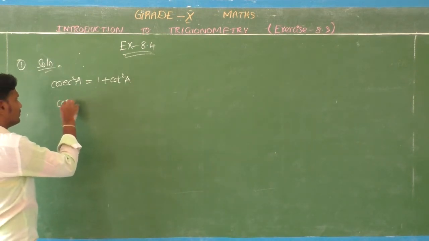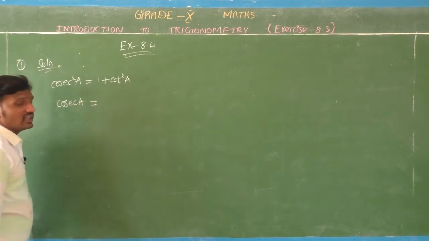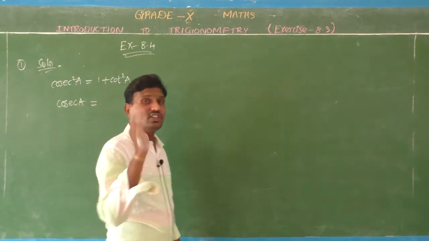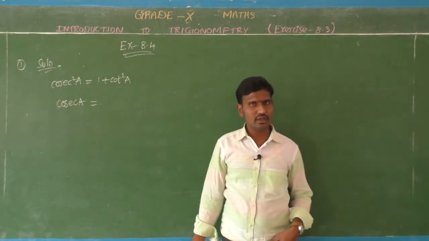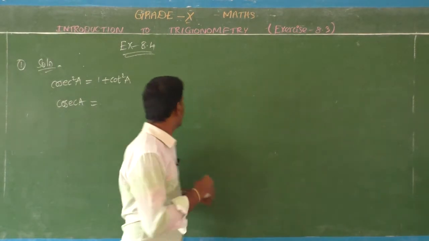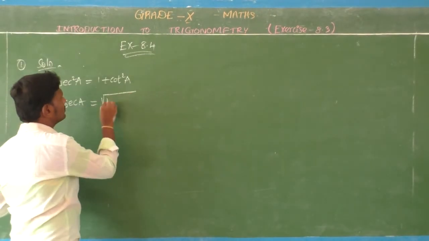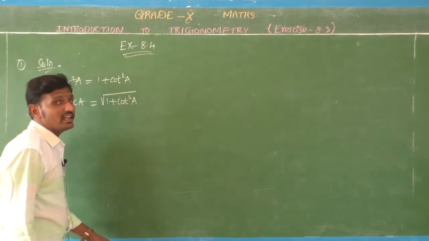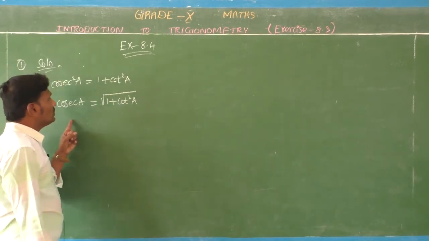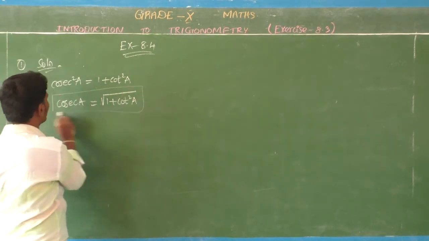Suppose I need only cosecant a. Now what will come, students? The square we want to move to that side, so how will it come? The square root we want to take. So it will come square root of 1 plus cot square a. What is the value of cosecant a? Root of 1 plus cot square a.